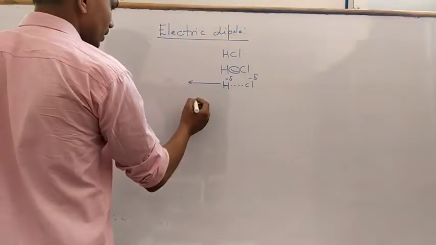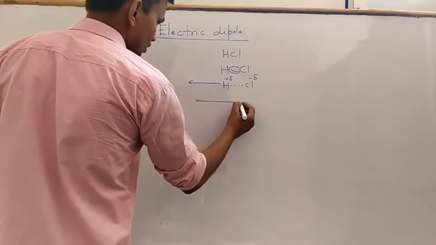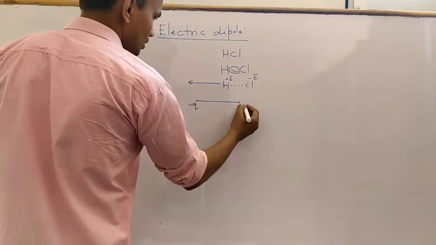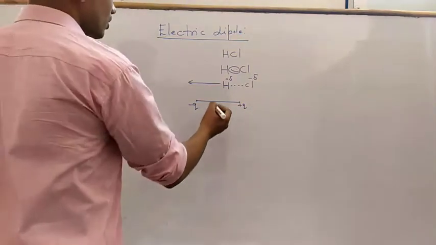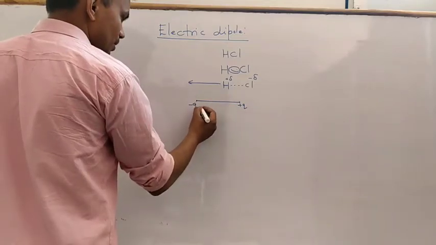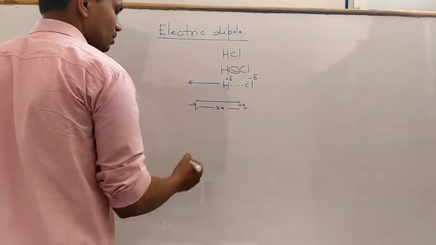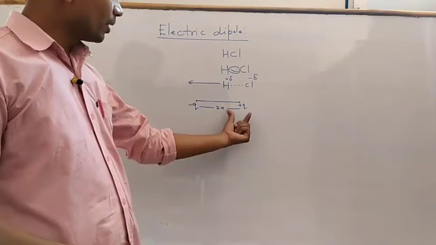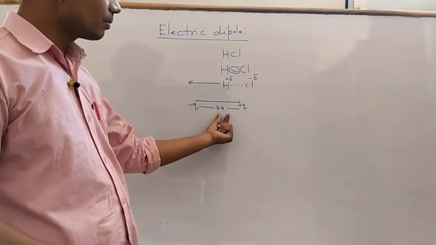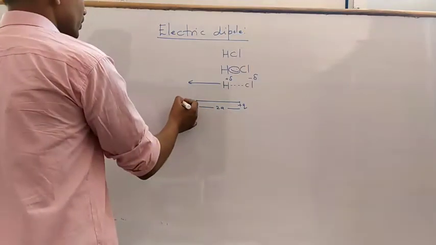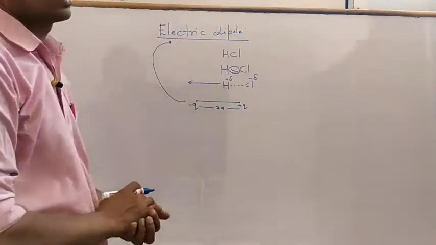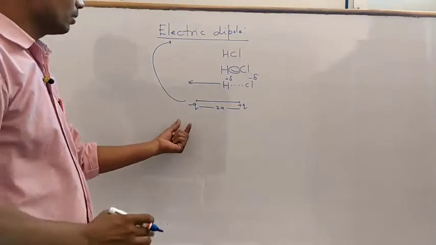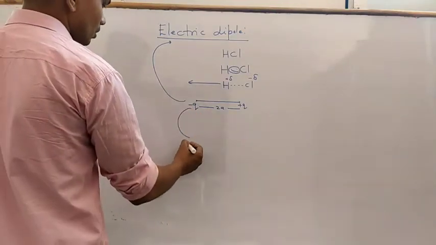Suppose we take the minus q charge here, and then the plus q charge here, and they are separated by a distance, suppose this distance is 2a. This system of equal and opposite charges separated by a small distance is known as an electric dipole.